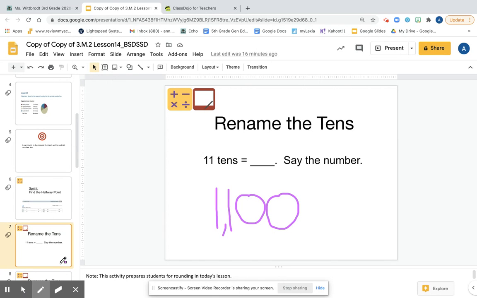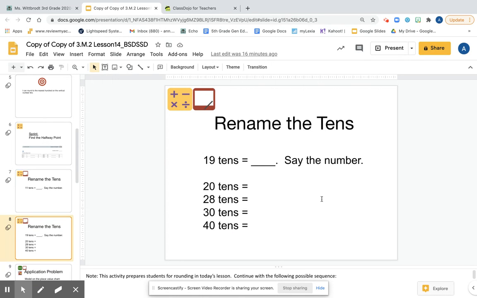Let's try it one more time. Okay, so you're going to pause your video after I read this and you're going to write these down. So first we're going to do 19 tens, 20 tens, 28 tens, 30 tens, and 40 tens. So we're not turning things into hundreds just yet. Keep writing them as tens. So if you were to count by 19 10 times, what number would you end up with? Or even easier, how many place values are you going to add?